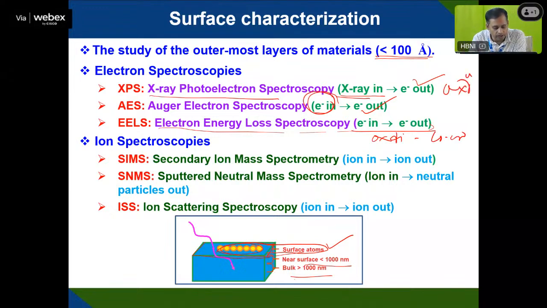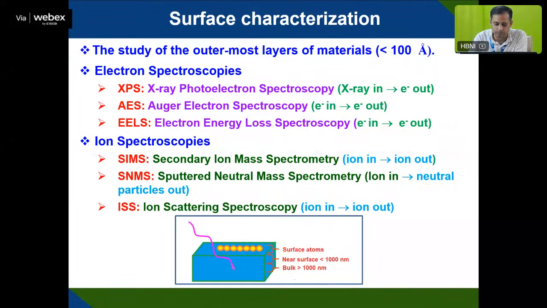The other one is ion spectroscopy. There we have secondary ion mass spectroscopy, that is SIMS, as well as sputtered neutral mass spectroscopy or ion scattering spectroscopy. In all these three ion spectroscopies, you bombard the material with ions and again get ions out, except in sputtered neutral mass spectroscopy, where you get a neutral particle out. I will mainly focus on X-ray photoelectron spectroscopy, Auger electron spectroscopy, and secondary ion mass spectroscopy.